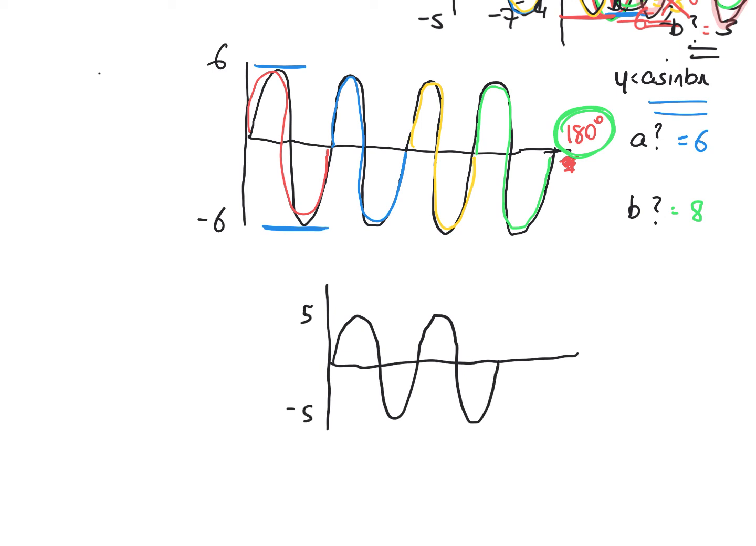Okay, the curve now goes up to 5 and down to -5. And my diagram ends at 90 degrees. It's of the form a sine bx. What's a and what's b?